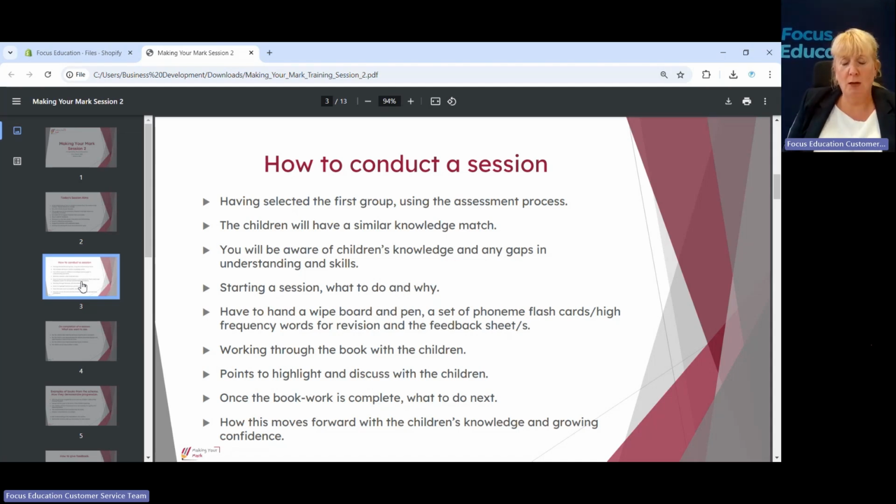And certainly at the beginning, a big celebration of, yay, look at your writing, it's fantastic. And I can read it. I'm reading your writing, because ultimately we want the children to be able to write a phonetically plausible sentence or phrase. And it's got to be able to be read by other people, which is what we want. So as the scheme moves forward, the children's knowledge grows and their confidence grows.